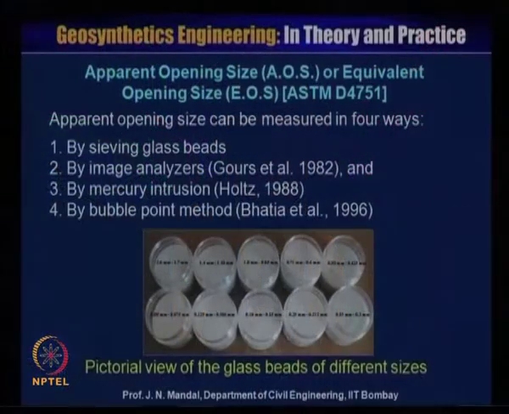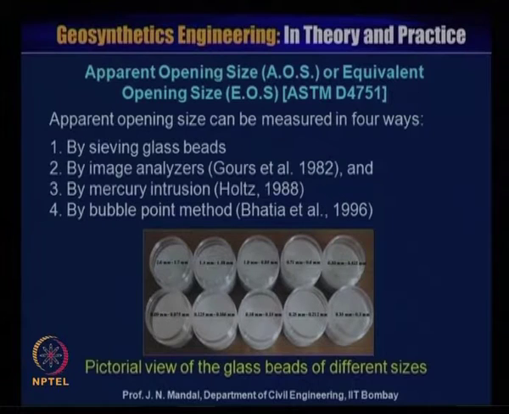Now, next is apparent opening size, or which we call AOS, or equivalent opening size, that is called EOS. This is as per ASTM D4751. This parameter is very, very important for any erosion control problem, filtration problem, drainage problem. There are various methods to measure the apparent opening size.